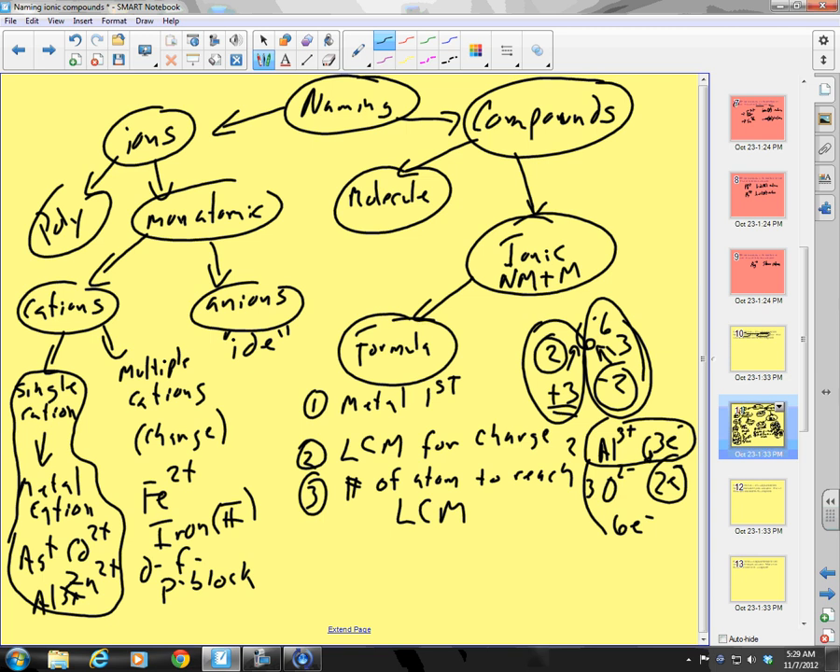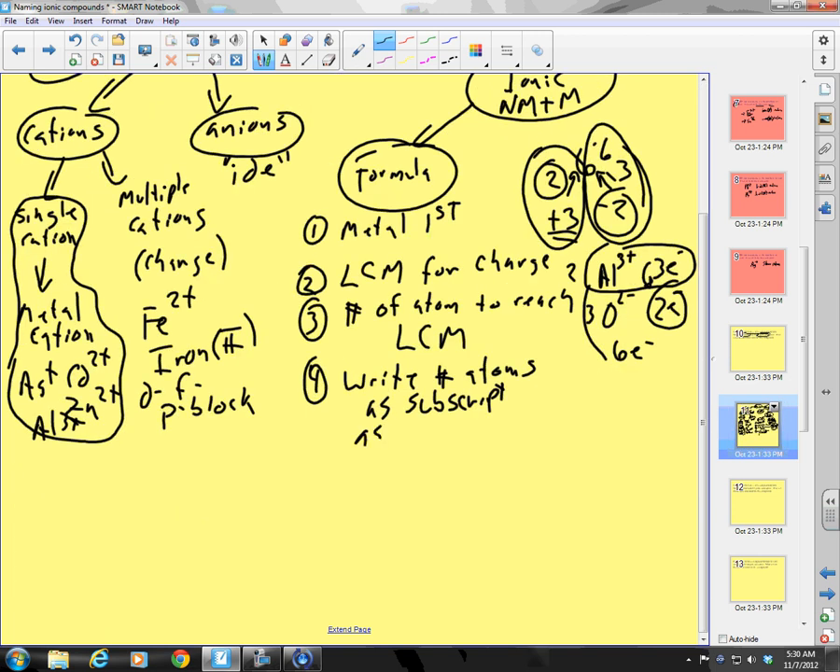And I guess that's really what we're after here. Number 3, the number of atoms to reach the least common multiple, and then number 4, add the number of atoms as a subscript after the element symbol.